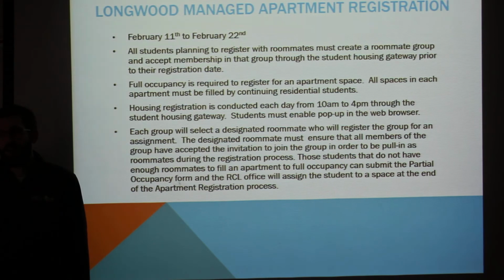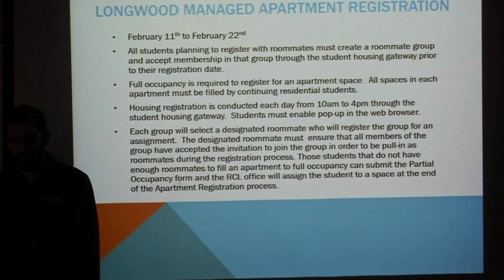Each group will select a designated roommate who will register the group for an assignment. The designated roommate must ensure that all members of the group have accepted the invitation to join the group in order to pull in as roommates to the registration process. Those students that do not have enough roommates to fill an apartment to full occupancy can submit a partial occupancy form, and the RCL office will assign the students to a space at the end of the apartment registration process.